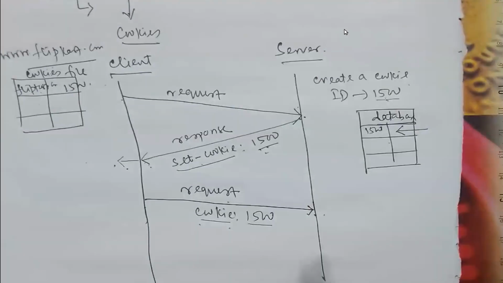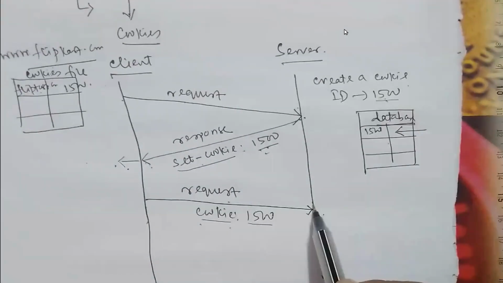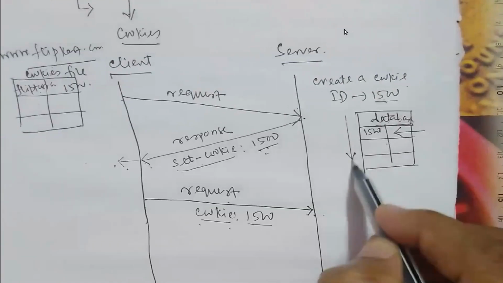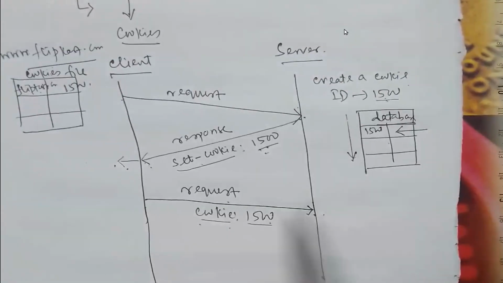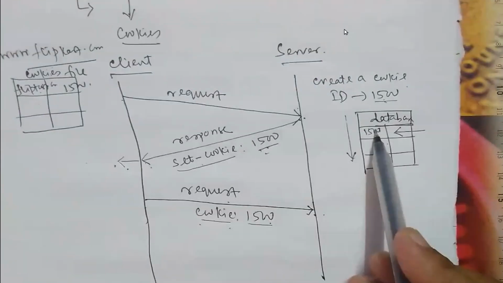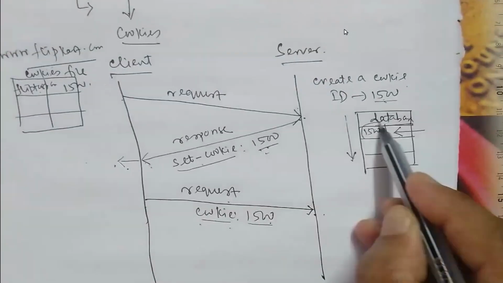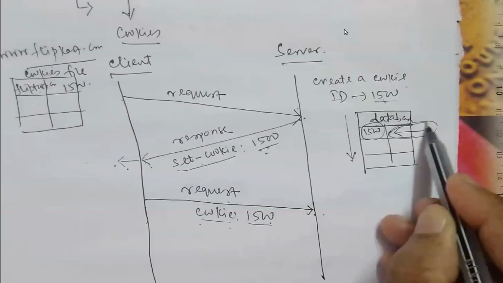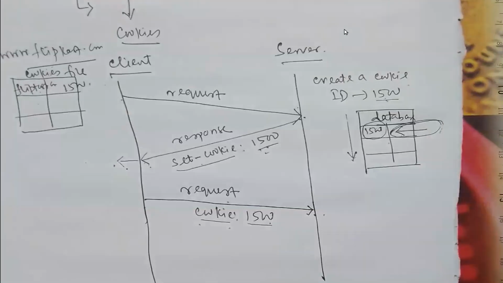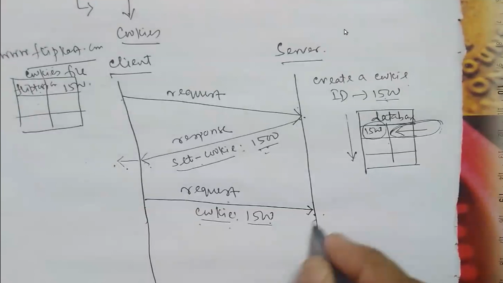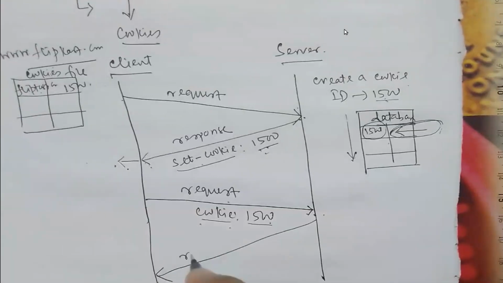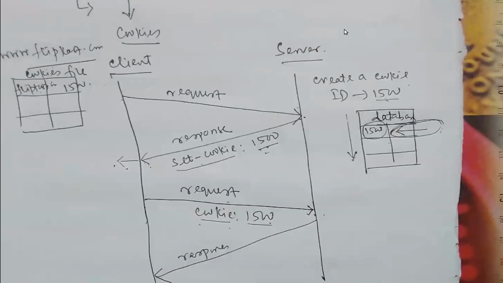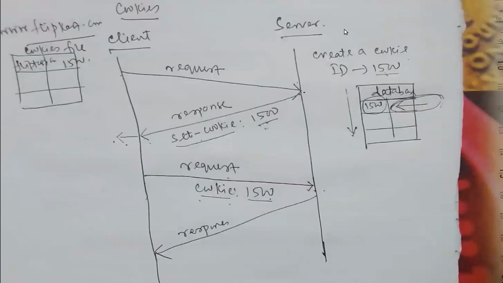So when the server is getting this request message from you, it is going to search its own database to see whether an entry for this cookie ID is available or not. As it is already available, through this cookie ID it is going to fetch your previous history, your previous transactions with this particular client. Based on that, it is going to respond back. It is going to send a response, that means whatever object you have requested, along with certain advertisements based on your buying history.